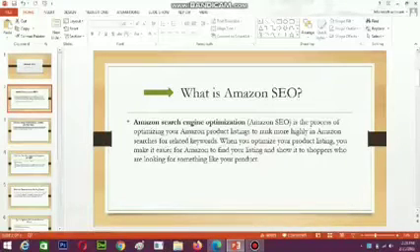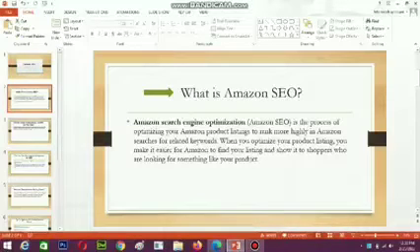First of all, you all should know this basic thing. If you are working for Amazon, you should know what Amazon SEO is. Amazon search engine optimization is a process of optimizing your Amazon product listing to rank more highly in Amazon searches for related keywords. When you optimize your product listing, you make it easier for Amazon to find your listing and show it to shoppers who are looking for something like your product.